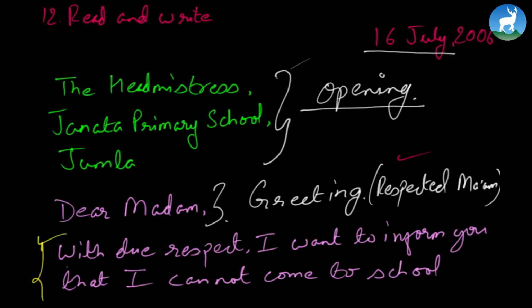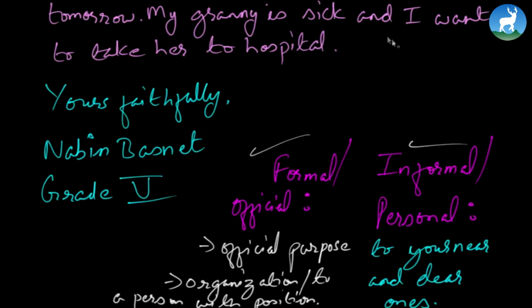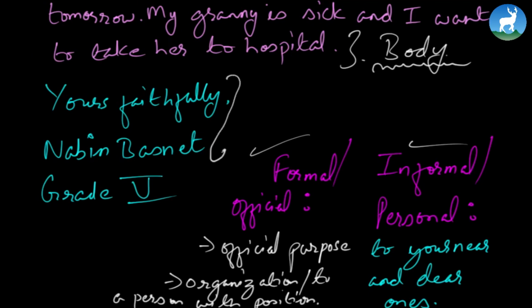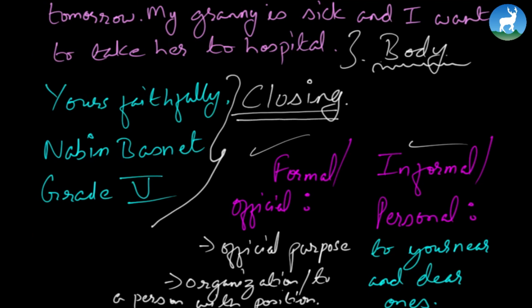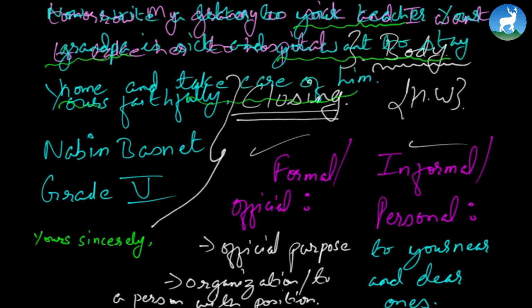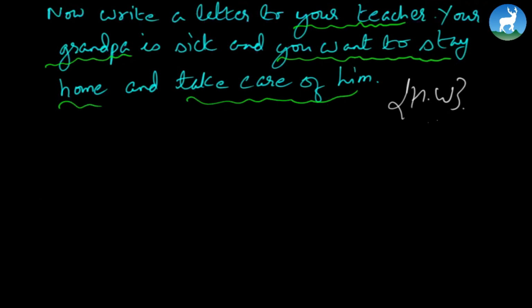Right from the beginning, the letter goes straight to the subject matter. With due respect, I want to inform you that. And then it goes on, this part is what we call the body of the letter, and we write the main content. And finally, to end it, this is what we call the closing. So there's opening, greeting, body, and closing, and the letter is done following this format. And of course, in place of yours faithfully, you can write yours sincerely, and write a name and the grade. So following the same format, you can do this homework of writing a letter.